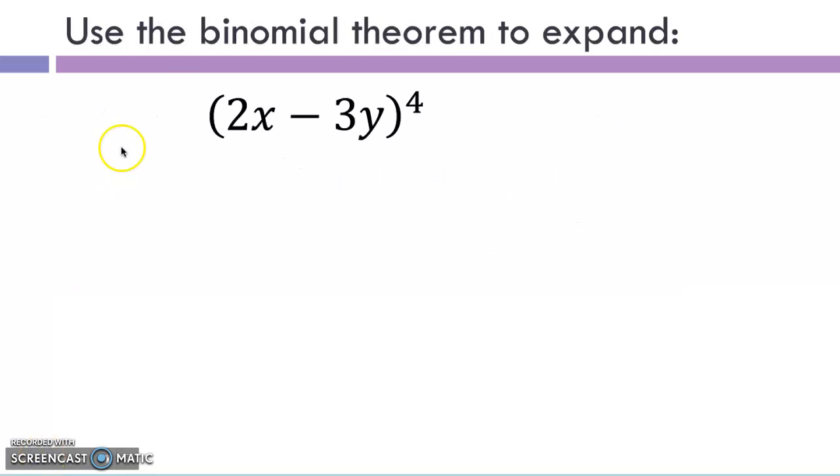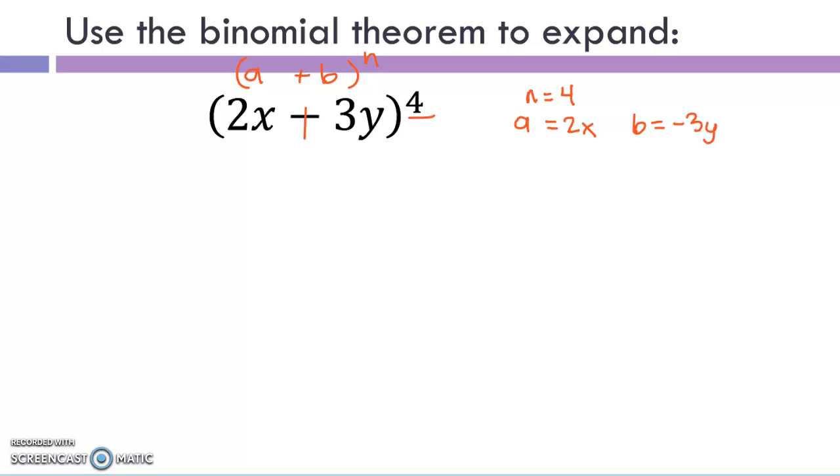So, can we use that binomial theorem to expand this? Well, our n value is 4. Remember we have a plus b in the binomial theorem raised to the n. So our a is going to be 2x. Then our b value is going to be negative 3y. Why negative? Because I need to have a plus there. So I have a plus, a minus.